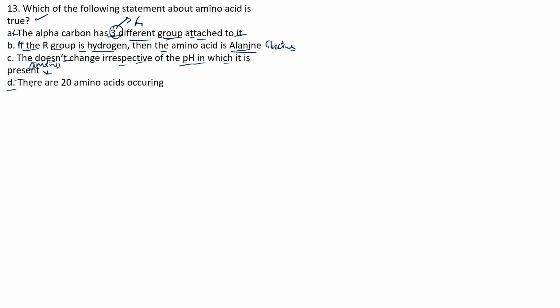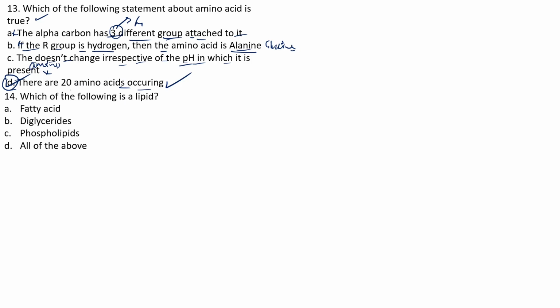And in option D we have: there are 20 amino acids occurring. Exactly, we have 20 amino acids. If you refer to higher biology textbooks, mainly biochemistry, they even mention that there are 21 amino acids. The 21st amino acid is called selenocysteine, which is a modification or derivative of serine, if I remember properly. So I think the right answer here is option D, that there are 20 different amino acids occurring. That is our true statement and the right answer for this question.